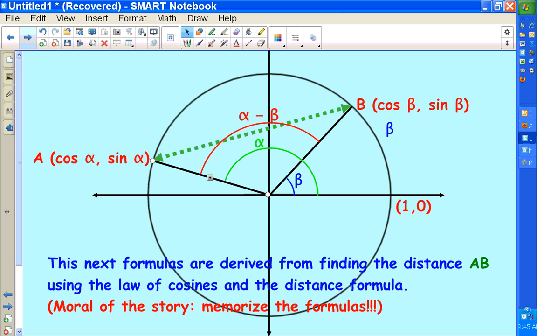So these formulas, I'm going to derive the first one for you using law of cosines and the distance formula. The bottom line is these formulas you really need to come away and memorize tonight, because tomorrow we're going to give you another quiz. So you want to make sure that you have these formulas pretty well memorized tonight.